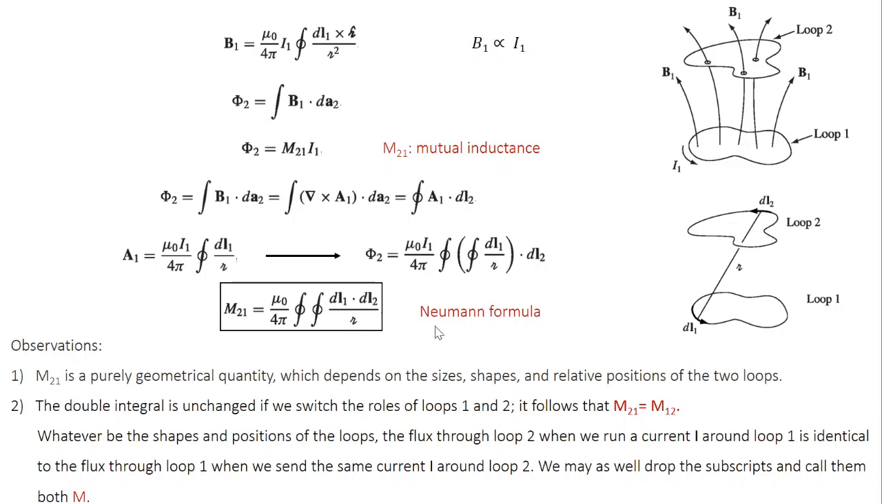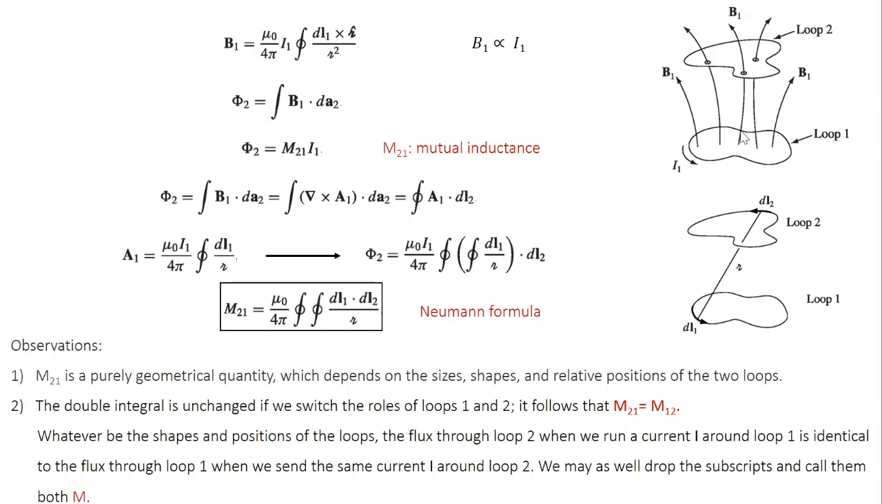Now there are two important observations here. First one, mutual inductance is a purely geometrical quantity. It depends on the sizes, shapes and relative positions of the two loops. It doesn't depend on the current flowing through the loop.